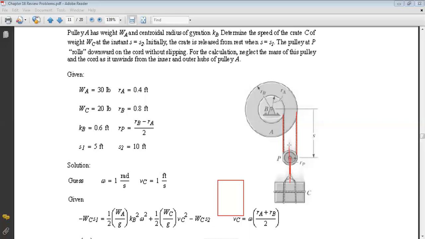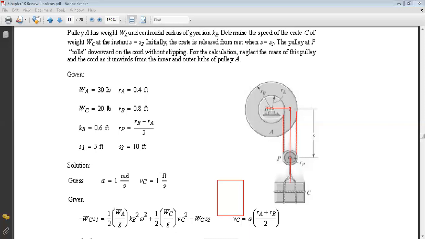So this is the level of point C here, okay? So point C will have the velocity of this point, which is equal to, it's at the middle between RA and RB. So it's (RA plus RB) over 2 times omega.